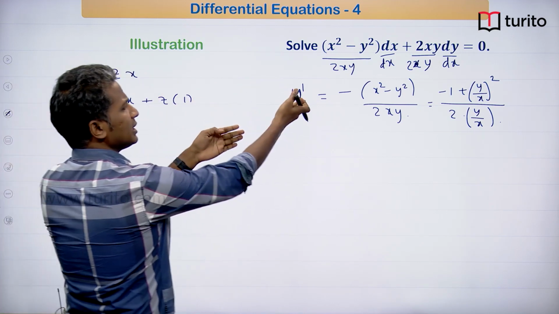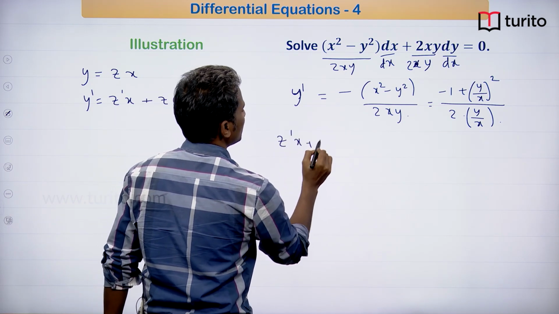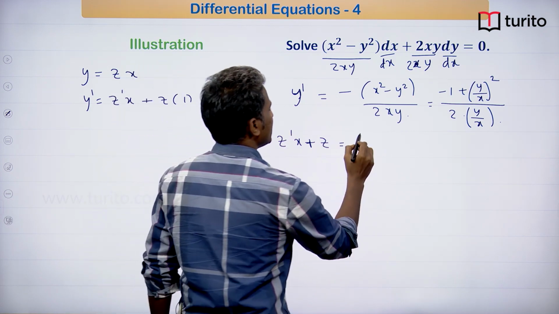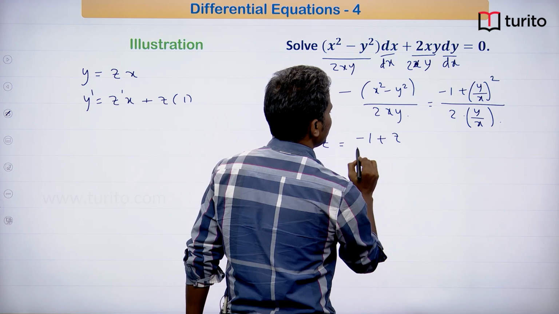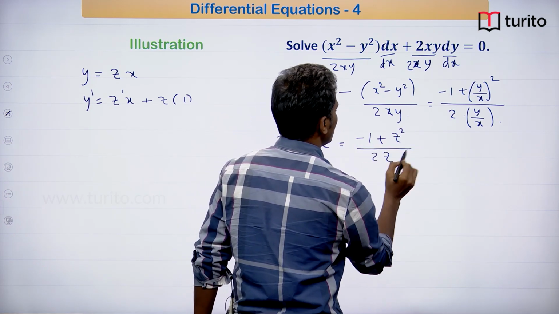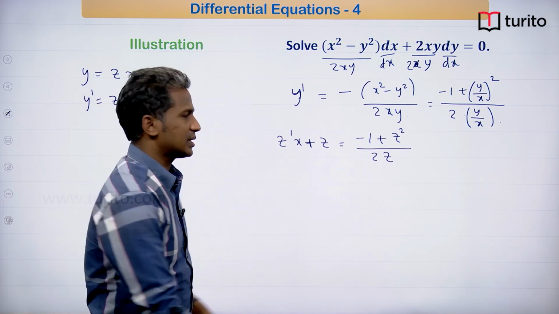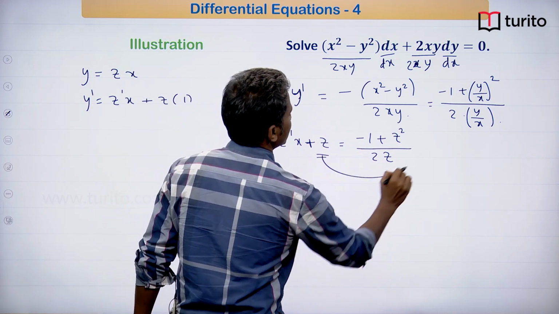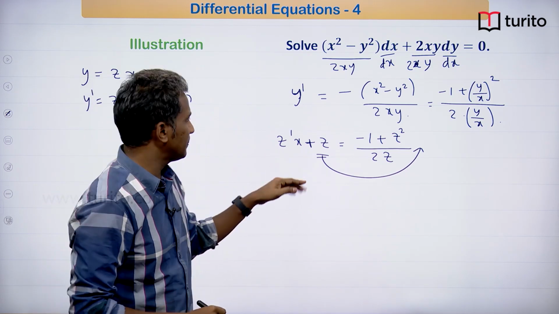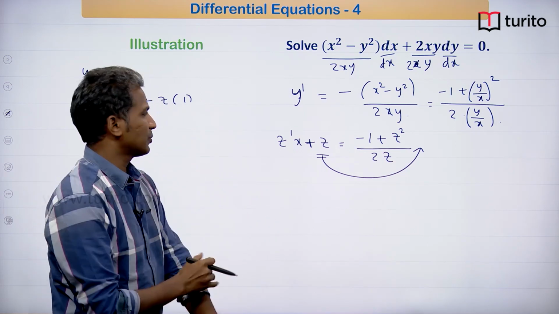We have to substitute it in place of y dash. So, what do we get here? z dash into x plus z is equal to, in the RHS, in place of y by x we are putting z. So, it becomes minus 1 plus z square divided by 2z. Now, you have to send this z to the other side. This is always a standard step. Okay. So, in every question after this stage of substitution, we have to send z to the other side and then simplify it. It is a very regular process.